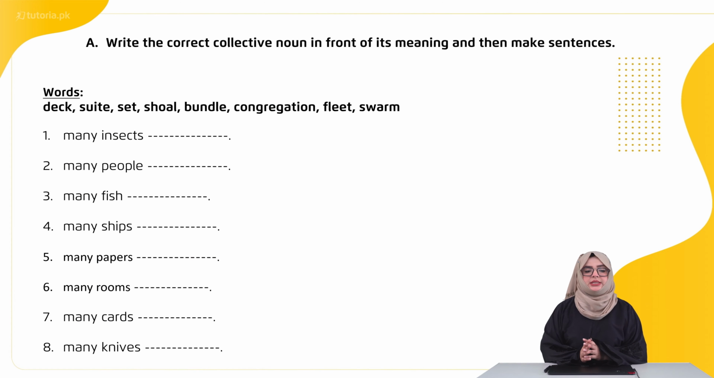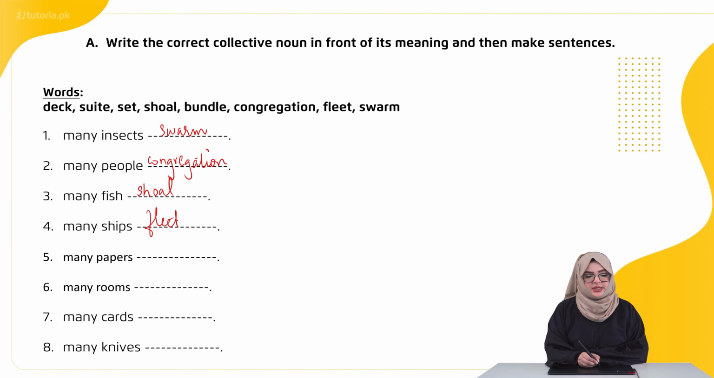So let's move on to its exercise, which is: write the correct collective noun in front of its meaning and then make sentences. The first one is many insects. तो इसके लिए collective noun जो use होता है वो है swarm. Second is many people, so it will be congregation. Many fish, shoal. Many ships, fleet. Many papers, bundle. Many rooms, suite. Many cards, deck. Many knives, set.